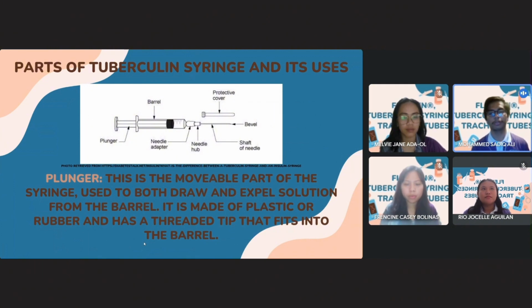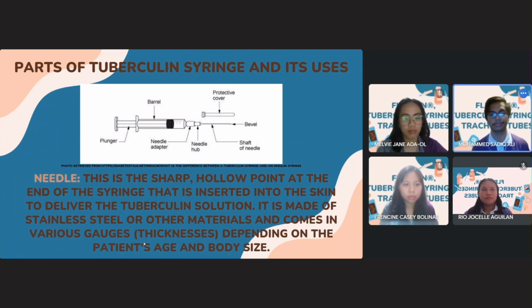Next, we have the plunger. This is the movable part of the syringe used to both draw and expel solutions from the barrel. It is made of plastic or rubber and has a threaded tip that fits into the barrel.